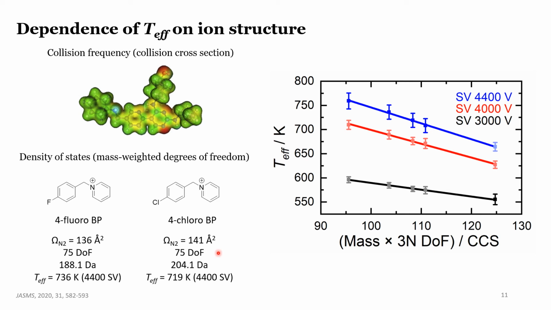Treating the benzylpyridinium suite as a whole, it's easy to ascertain relationships in ion heating using the relationships of collision frequency and how a molecule partitions its internal energy. Plotting ion effective temperature as a function of the mass-weighted degrees of freedom and inverse collision cross-section yields linear relationships at every separation voltage sampled, effectively providing an avenue to predict ion effective temperatures using only intrinsic ion properties.